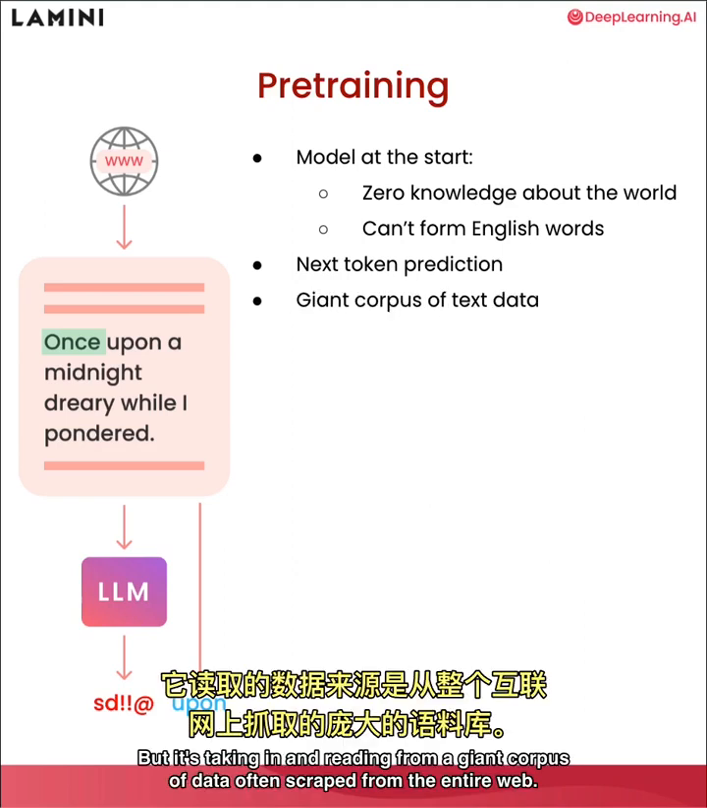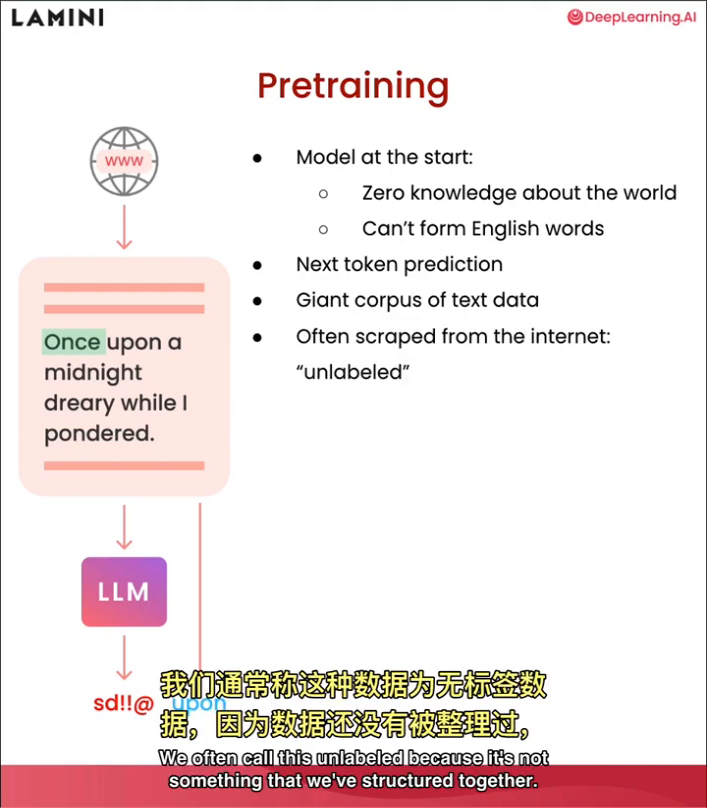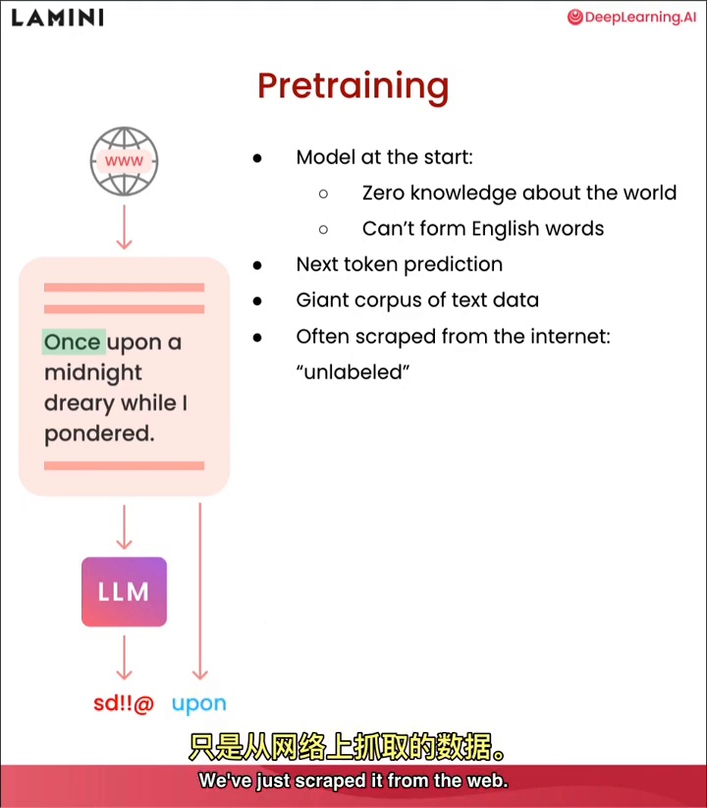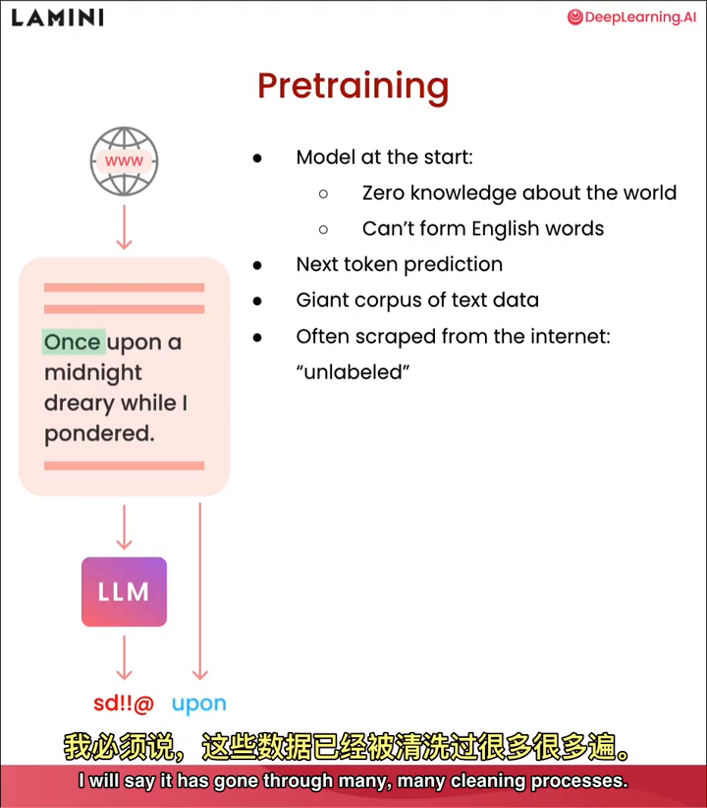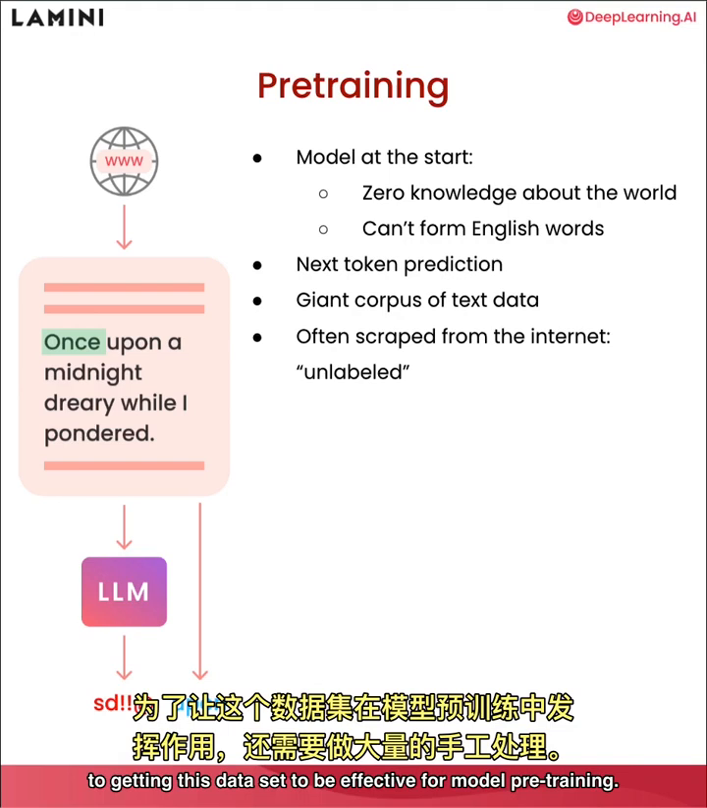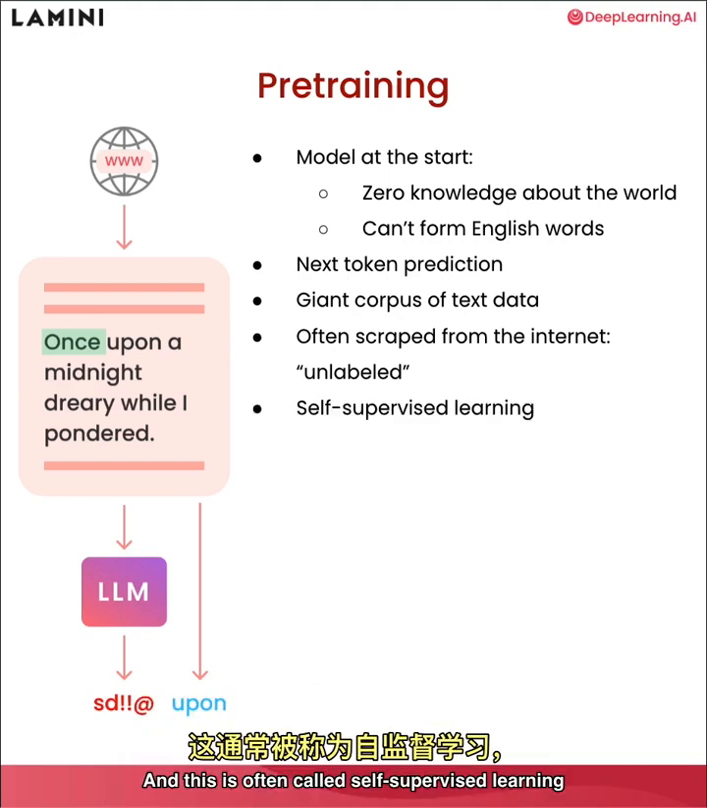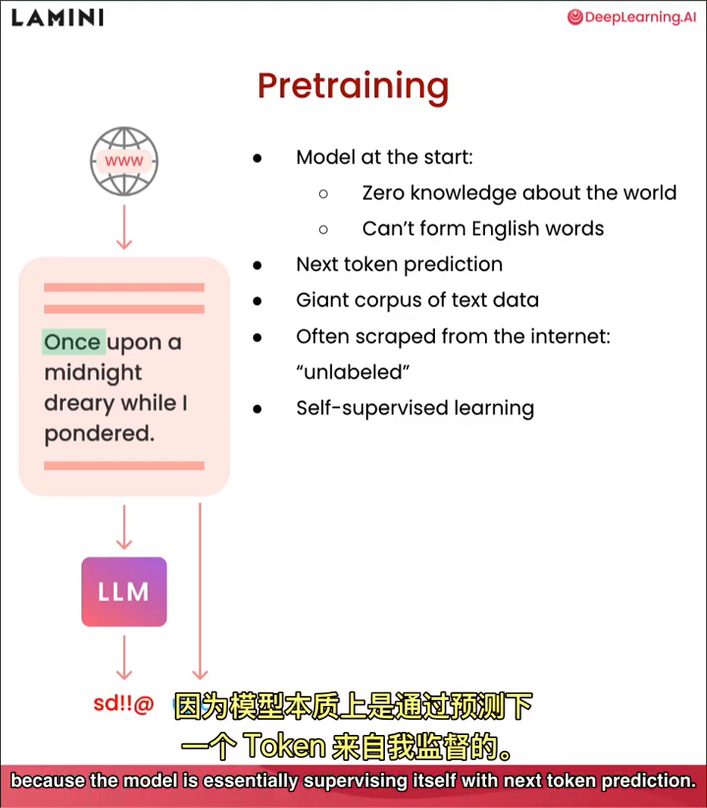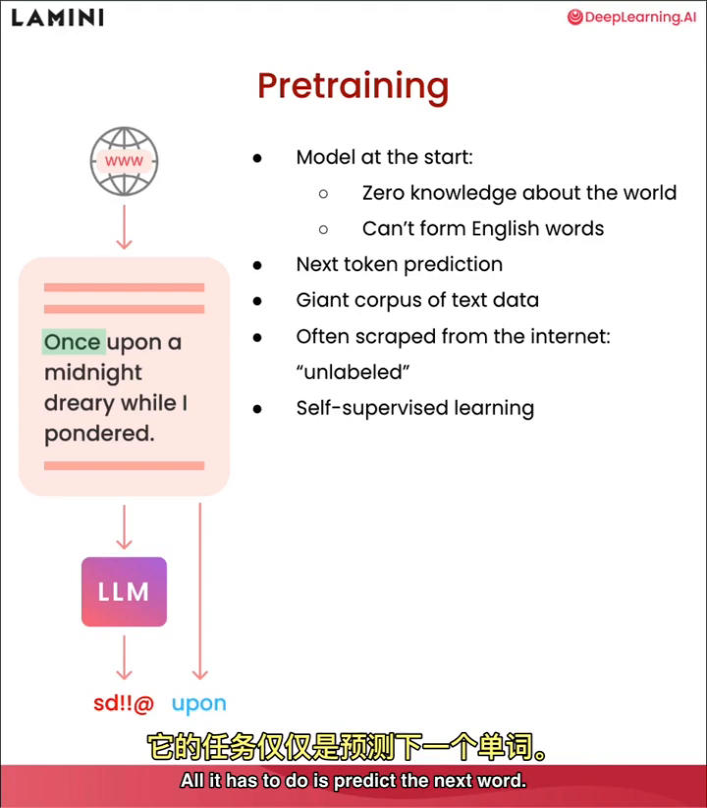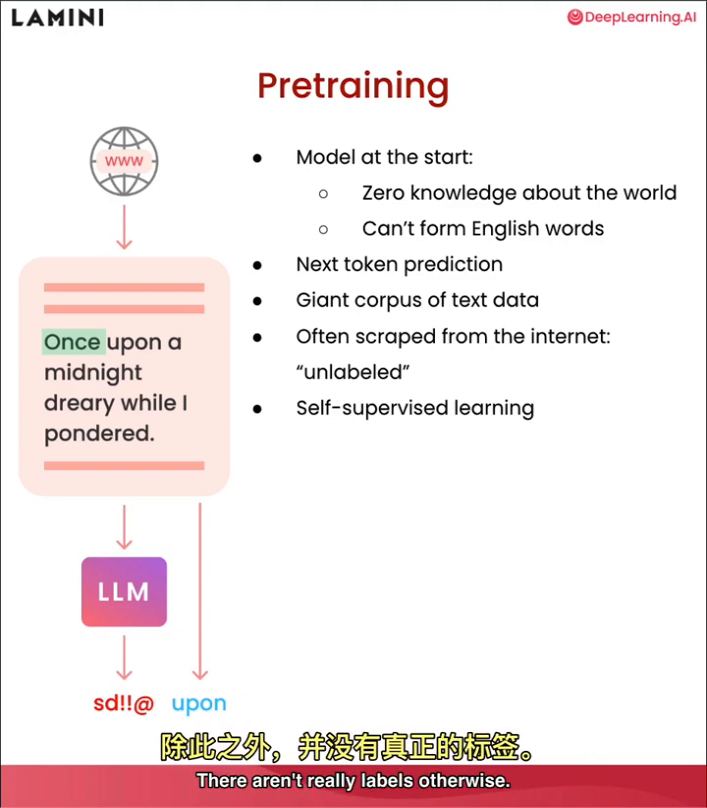But it's taking in and reading from a giant corpus of data, often scraped from the entire web. We often call this unlabeled because it's not something that we've structured together. We've just scraped it from the web. I will say it has gone through many cleaning processes, so there is still a lot of manual work to getting this data set to be effective for model pre-training. And this is often called self-supervised learning because the model is essentially supervising itself with next token prediction. All it has to do is predict the next word. There aren't really labels otherwise.